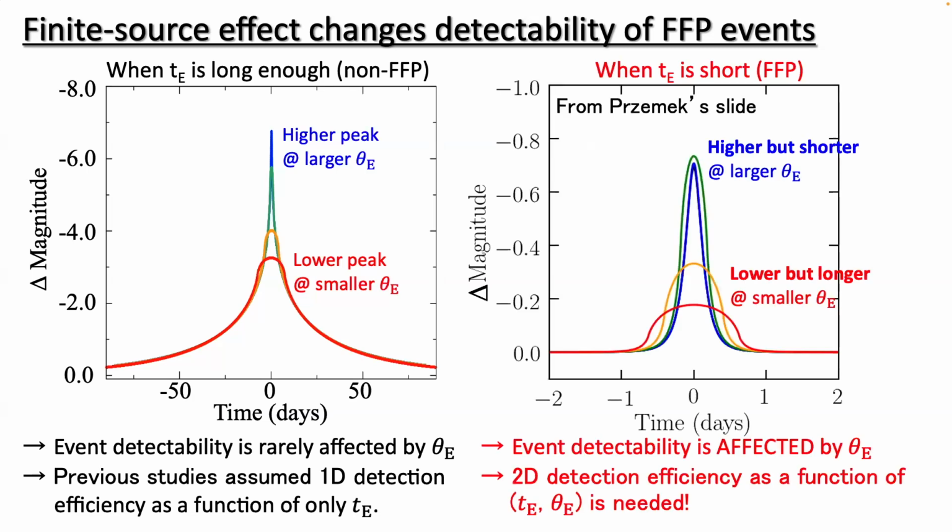However, this is taken from Shemek's slide, but when tE is very short, like the FFP events, the entire event time scale itself is affected by the finite source effects. This means the event detectability, or the detection efficiency, is affected by the theta E value. So this is why we need to consider the 2D detection efficiency as a function of tE and theta E.